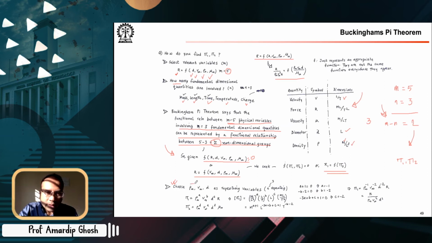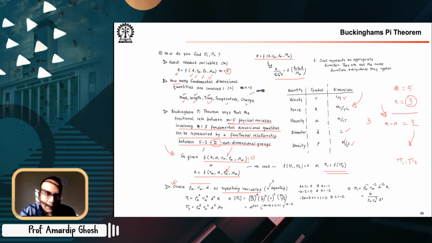Now you choose three variables from the independent set. From these independent variables, you choose three as the repeating variables. And there are some rules by which your repeating variables should be chosen. The repeating variables should be such that among them they have all the fundamental dimensions. So essentially, MLT should be there in your choice of repeating variables. You should not choose repeating variables where, say, time is left out.